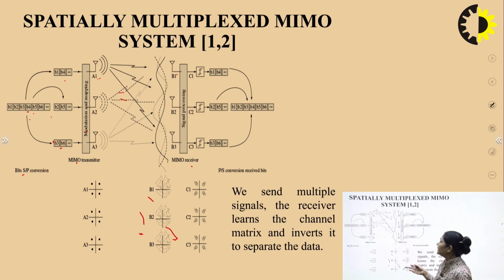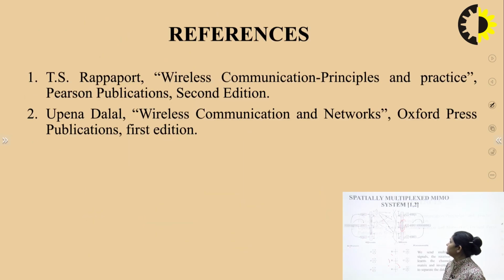Multiple input, multiple output is there. Then we are having a signal processing stage here. And then after signal processing, you are getting the received signal at this point. We send multiple signals. The receiver learns the channel matrix and inverts it to separate the data. So this is the case of a spatially multiplexed MIMO system.